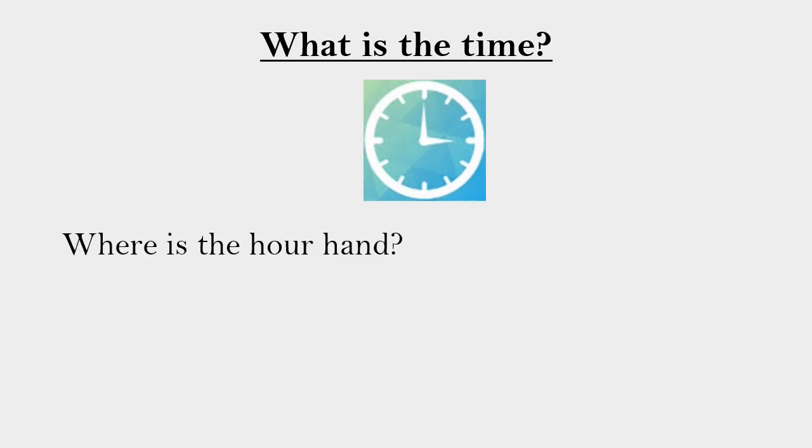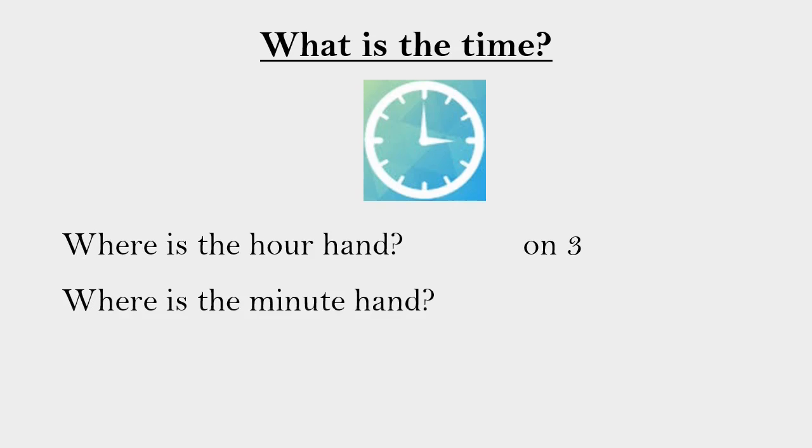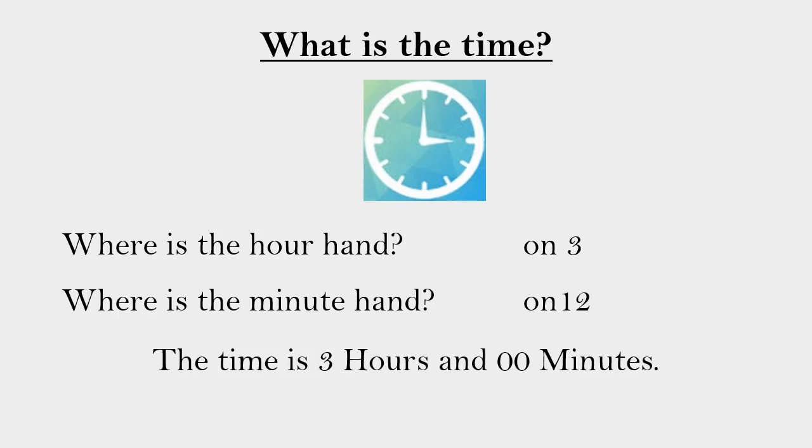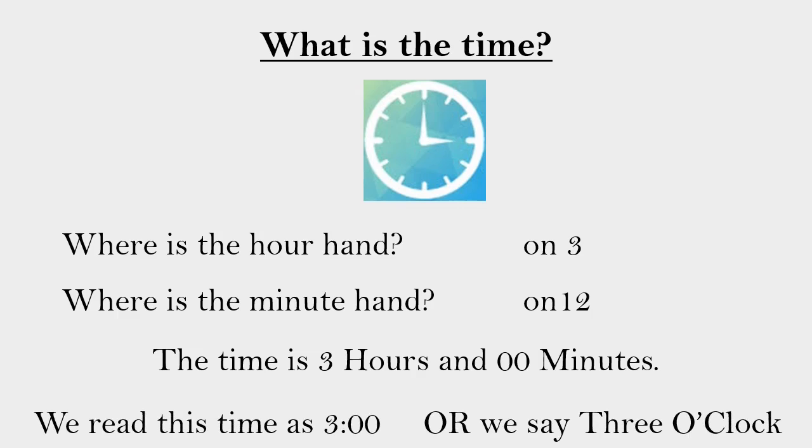Now let's read the time on this clock. Where is the hour hand? The hour hand is on 3. Where is the minute hand? The minute hand is on 12. When it's on 12, it's 00 minutes. So the time is 3 hours and 00 minutes. We write it as 3:00, or we just say the time is 3 o'clock.